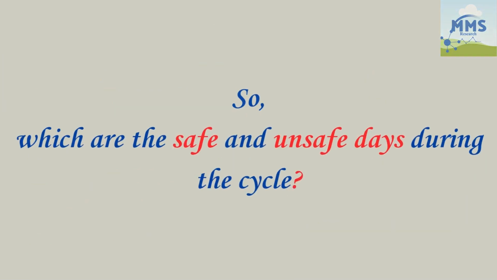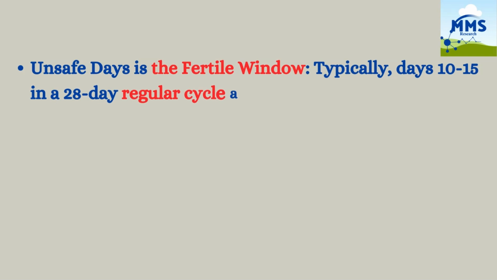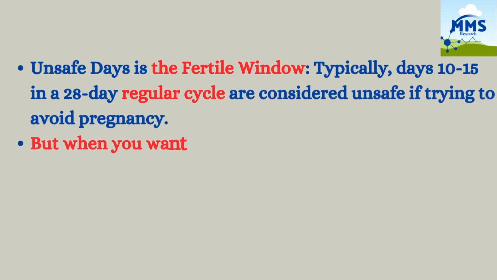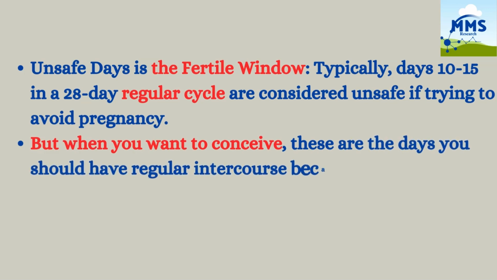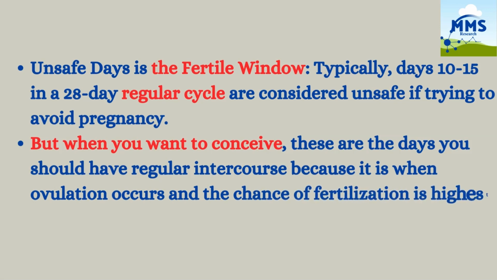So, which are the safe and unsafe days during the cycle? Unsafe days is the fertile window. Typically, days 10 to 15 in a 28-day regular cycle are considered unsafe if trying to avoid pregnancy. But when you want to conceive, these are the days you should have regular intercourse because it is when ovulation occurs and the chance of fertilization is highest.